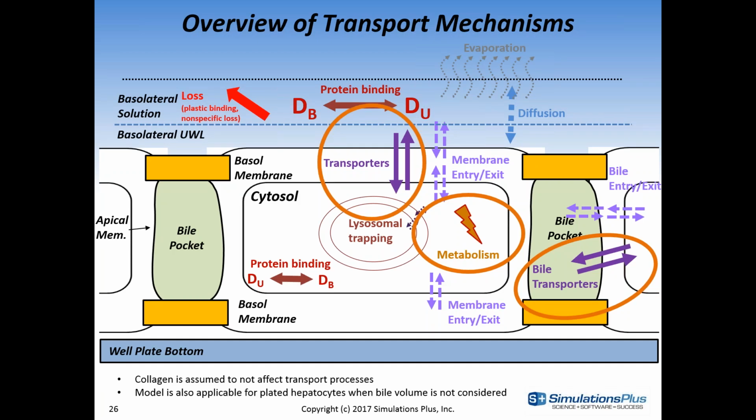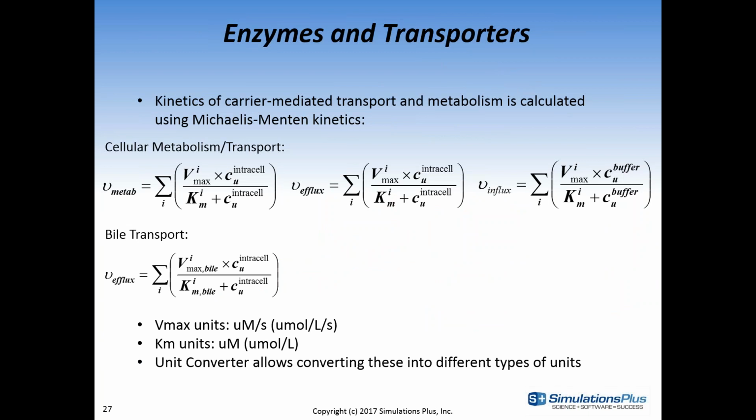The next mechanism, let's look at active transport and metabolism in the cells. So we model everything as a carrier-mediated transport metabolism process using Michaelis-Menten kinetics, and this is important. We don't assume any linear clearances. A lot of what you'll find in the literature, people will use uptake clearances or metabolic clearances. In reality, many of these processes are saturable, and so we like to model everything as a Km and Vmax for metabolism and efflux or influx.